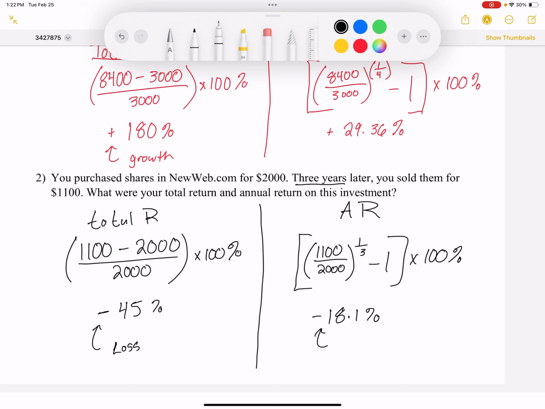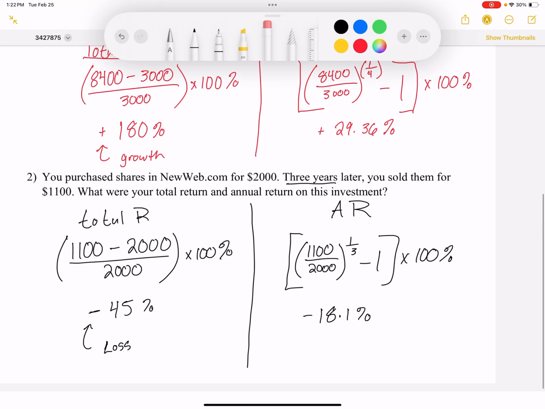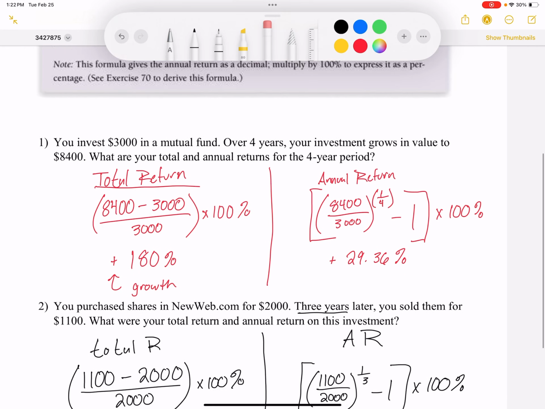So that's a loss. Also, that's a loss. Yep. And that's all we got here. I hope that's helpful for you.